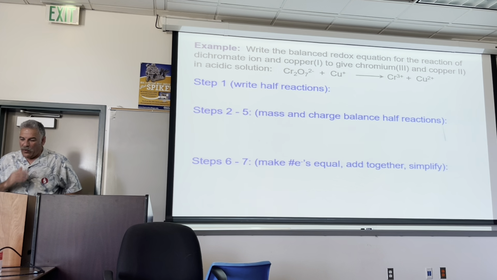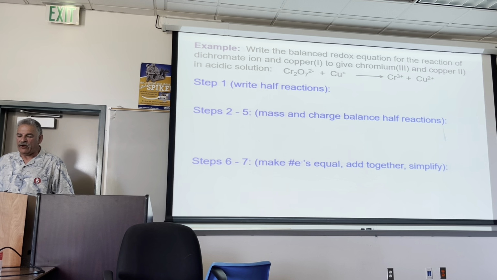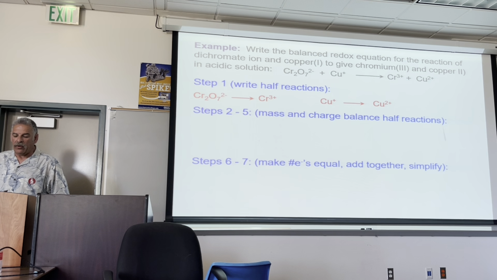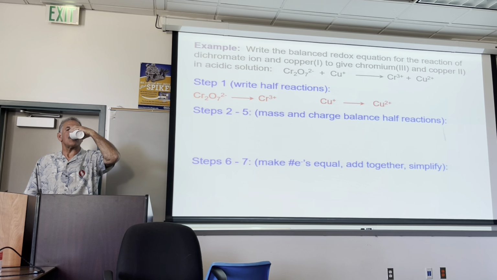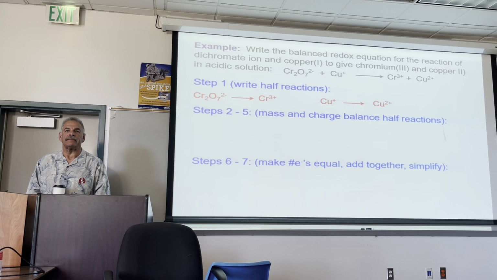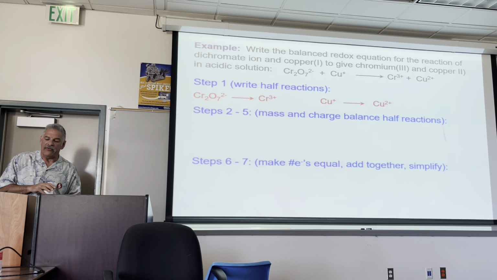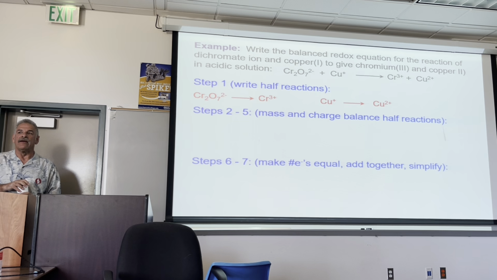So write the balanced redox reaction for the equation dichromate ion and copper 1 to give chromium 3 and copper 2. So step 1, write the half reactions. Cr2O7 dichromate, right? Cr2O7 2- goes to chromium 3. Copper goes from +1 to +2. So which one's oxidized? Yeah, copper, right? Because copper lost an electron, lose electron oxidized, going from a lower oxidation state to a higher oxidation state.